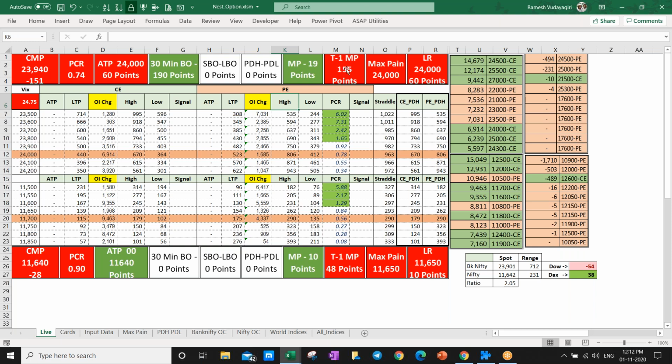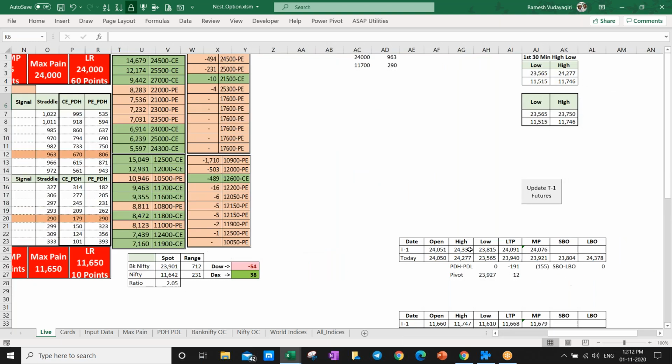Then next is the T-1 midpoint. Yesterday's midpoint is calculated automatically based on the points here. This is yesterday's values, so this will be static. This will not be changing here.